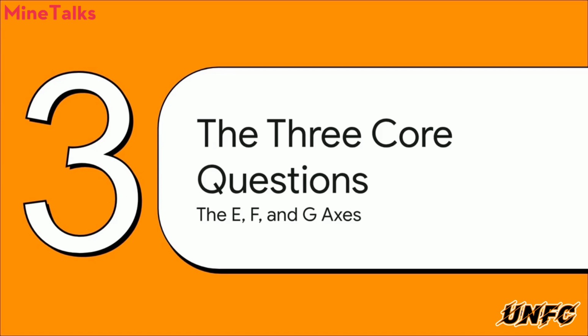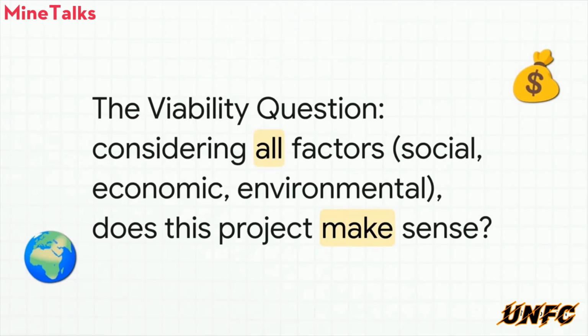So how does it generate this code? Well, it all comes down to asking 3 simple but very powerful questions for every single project. The first question is all about viability. That's the E-axis. It asks, when you look at the whole picture, the economics, the legal stuff, the social impact, the environmental concerns, does this project actually make sense? Is it a good idea, all things considered?